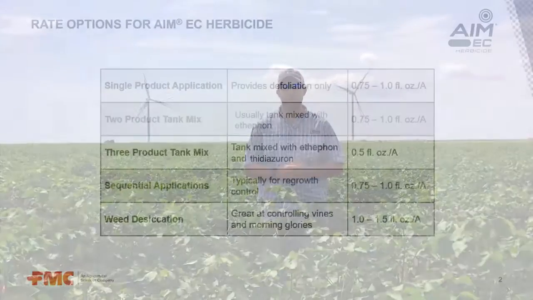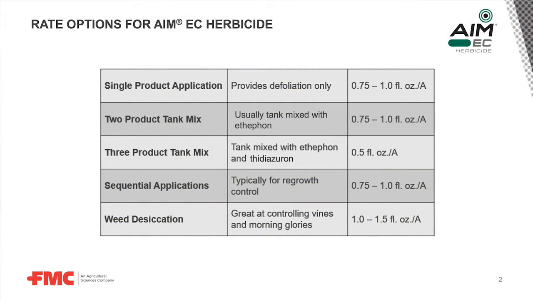Now the sweet spot can obviously change, and that's largely based on tank mix partner. So for example, with AIM applied alone, sequentially, or with a boll opener like Ethephon, that rate range should be about 0.75 to 1 ounce. One common method I hear about is what's called the 1+1+1 method, which essentially is an ounce of AIM per acre, a quart of regular enhanced Ethephon per acre, and a 1% crop oil concentrate.